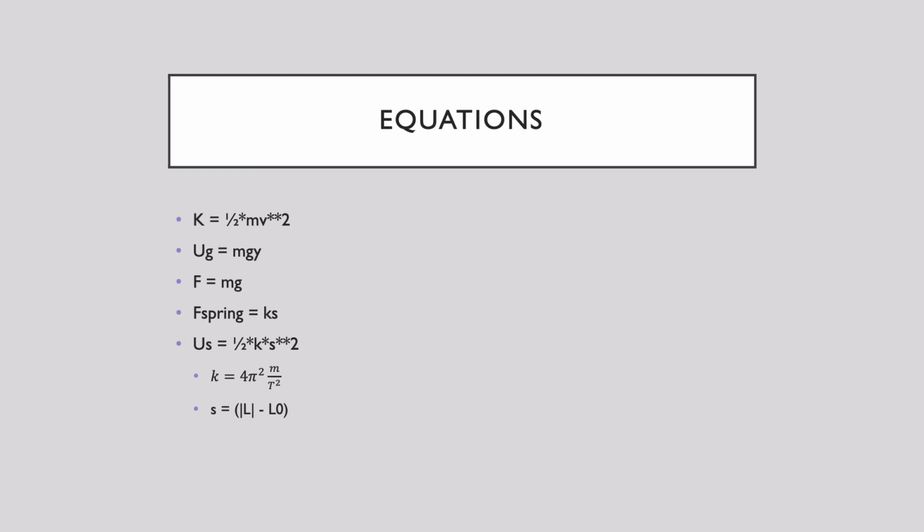We have the force of the spring equals the spring constant times s, and you can see s is the current length of the spring minus, or sorry, the magnitude of the spring minus the relaxed length of the spring. And you have the spring potential energy here as 1/2 ks squared, and you have the rearranged formula for k from the period: k equals 4 pi squared times mass over the period squared. We'll use these to calculate our values for our GlowScript model on the next slide.